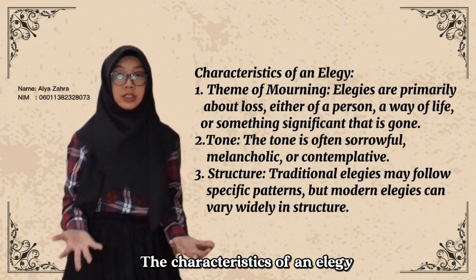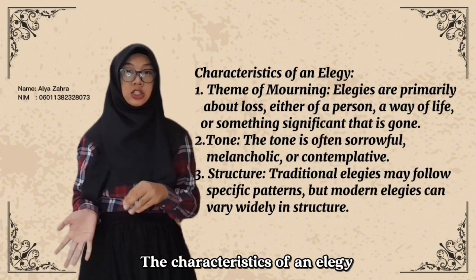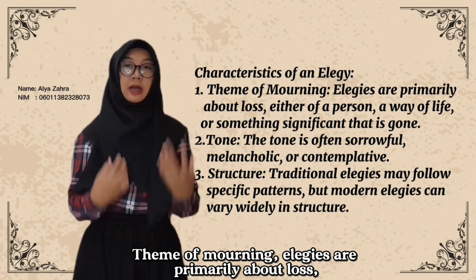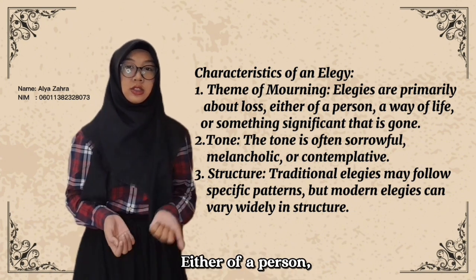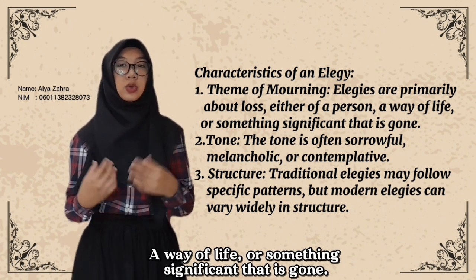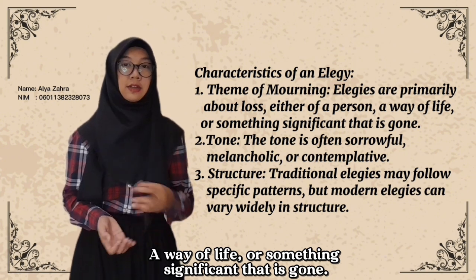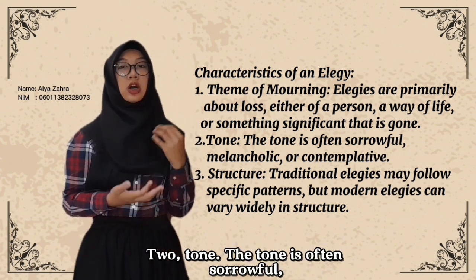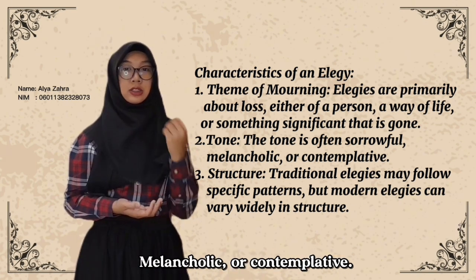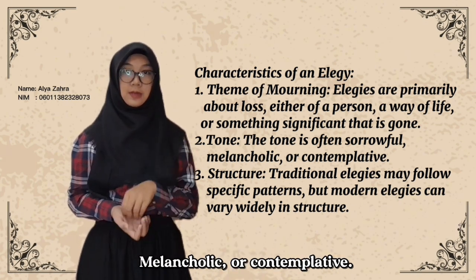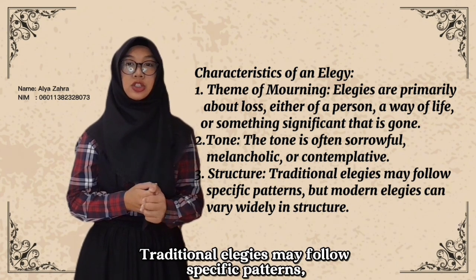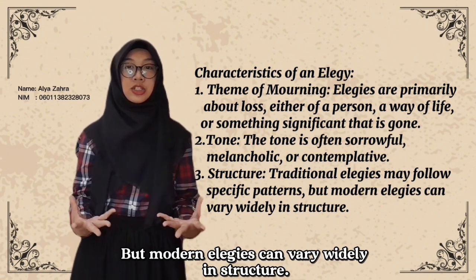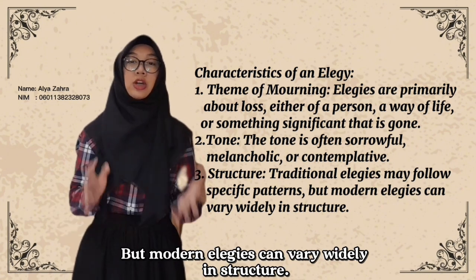The characteristics of an elegy. Number 1, themes of mourning. Elegies are primarily about loss, either of a person, a way of life, or something significant that is gone. Number 2, tone. The tone is often sorrowful, melancholic, or contemplative. Number 3, structure. Traditional elegies may follow specific patterns, but modern elegies can vary widely in structure.